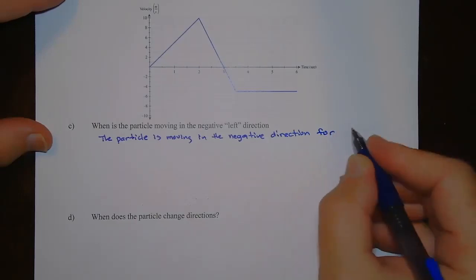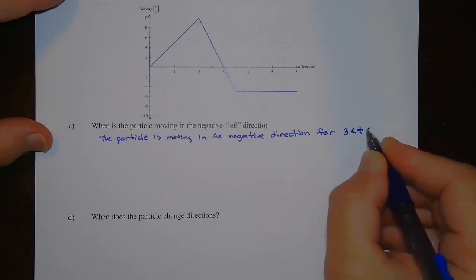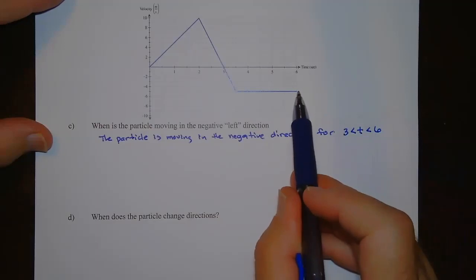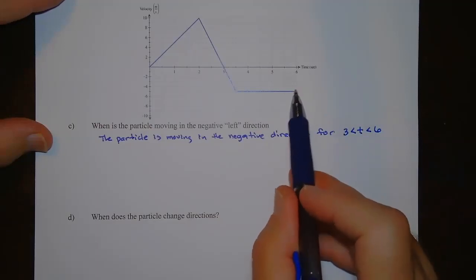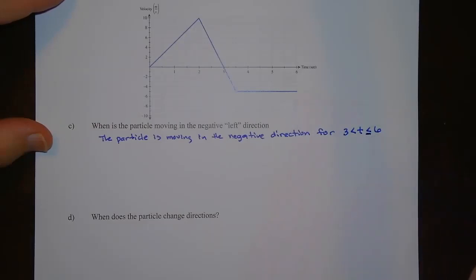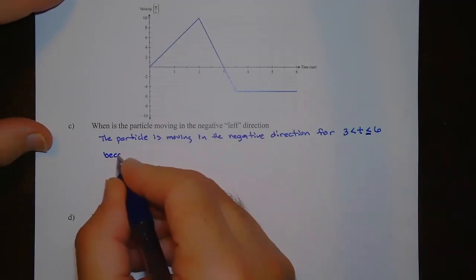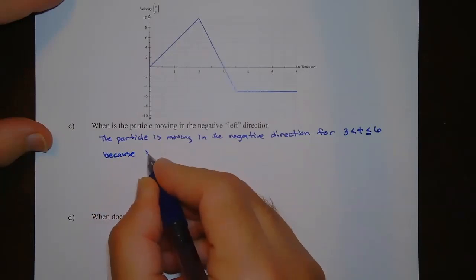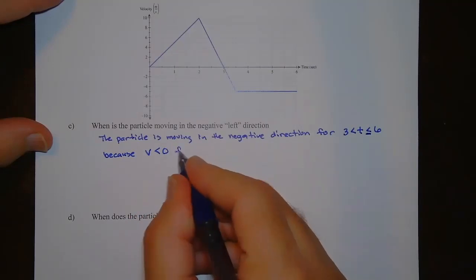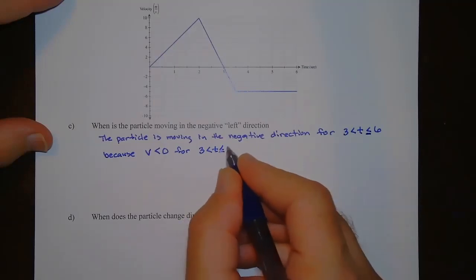For 3 less than t, which is less than 6. Now, in this case, I'm going to include 6 because at 6 seconds, the velocity is actually negative. So I'm going to actually also include it here. All right? And why? Because the velocity is less than 0, meaning negative, for 3 less than t less than or equal to 6.